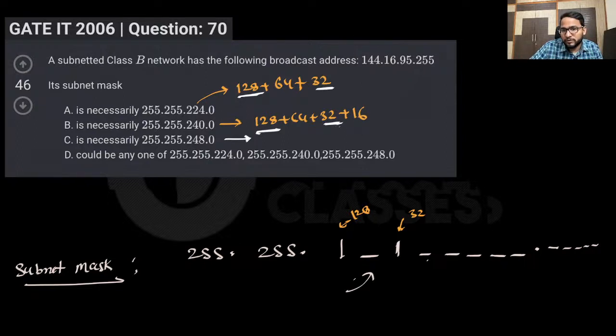This is plus 8 also, right? Yeah, this can also be a subnet mask because it is plus 8. But they are saying necessarily, and necessarily is not true. So A, B, C can be a subnet mask, right? I am just looking for 128 and 32. As long as I have 128 and 32, I will say it is a subnet mask.